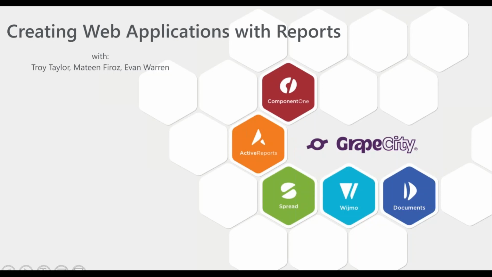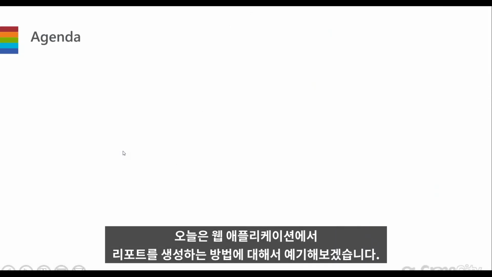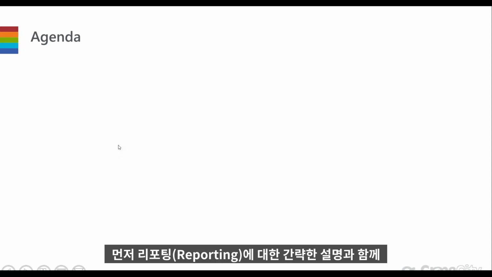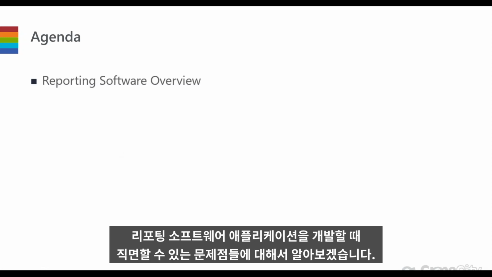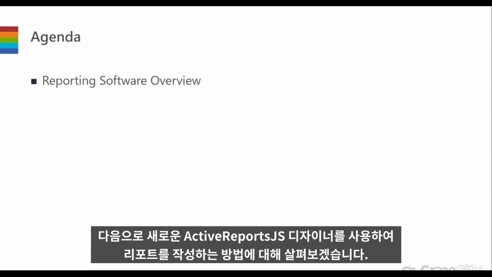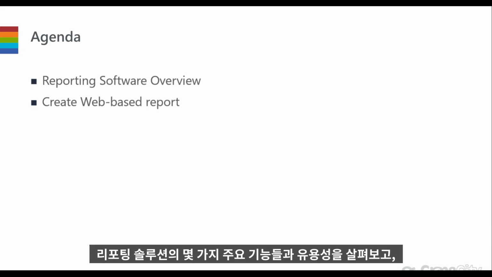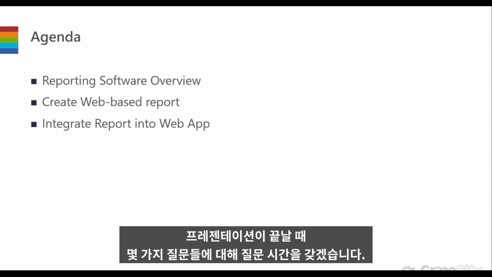Today, we'll be discussing how to create reports for web applications. To give you a better idea of what will be covered, let's look at the agenda. First, we will give a quick overview of reporting and some of the challenges faced when building reporting software for applications. Next, we'll dive right into creating a report with the new ActiveReportsJS designer. And then we'll take that report file, along with ActiveReportsJS components, and add those to a web application. Along the way, we'll highlight some key features of reporting solutions and why they're useful. At the end of our presentation, we'll have some time to answer some of your questions.